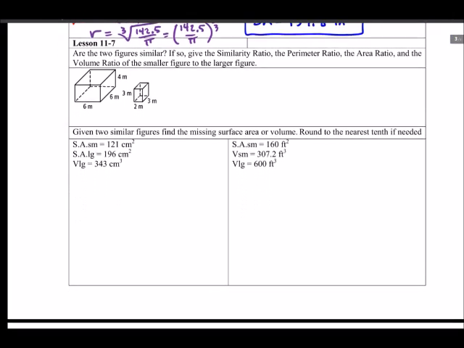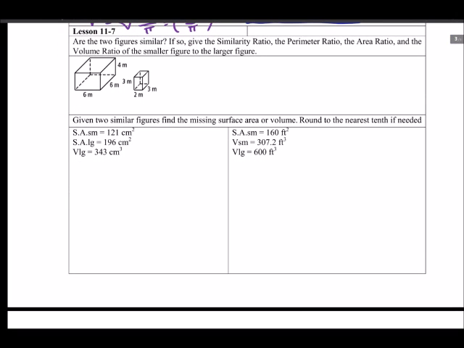Moving on to lesson 11.7. This was similar figures and their ratios. And we are asked, are the two figures similar? If so, give the similarity ratio, that would be scale factor, perimeter ratio, area ratio, and the volume ratio. And we are told smaller figure to larger figure. So here's the small, here's the large.